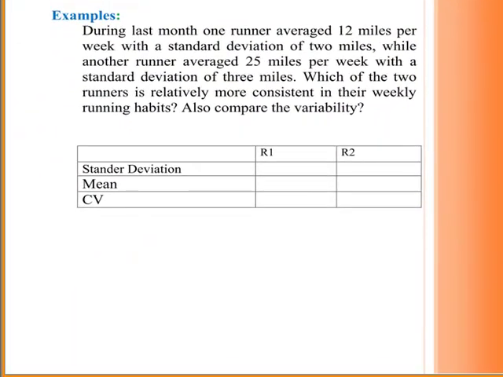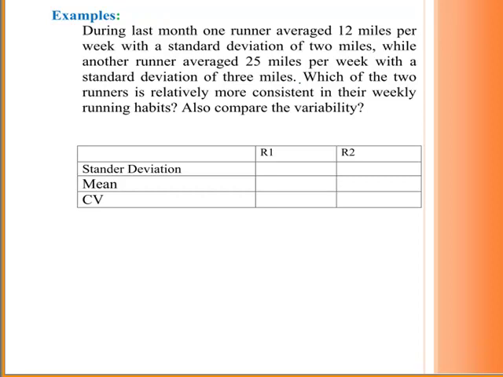Let's consider the following example. During last month, one runner averaged 12 meals per week. So this is the mean, with a standard deviation of 2 meals, while another runner averaged 25 meals per week with a standard deviation of 3 meals. Which of the two runners is relatively more constant in their weekly running habits?